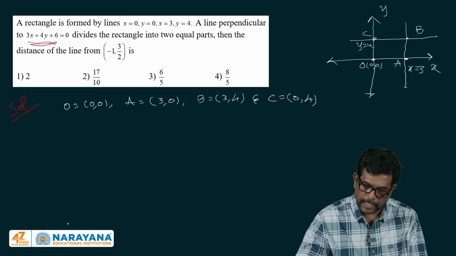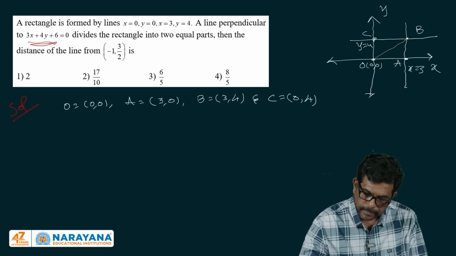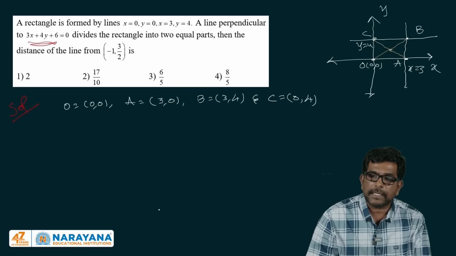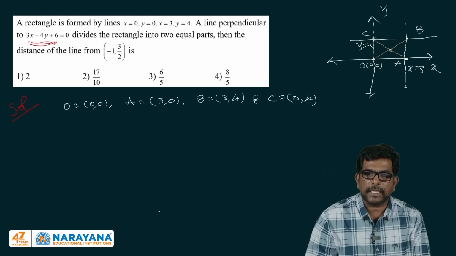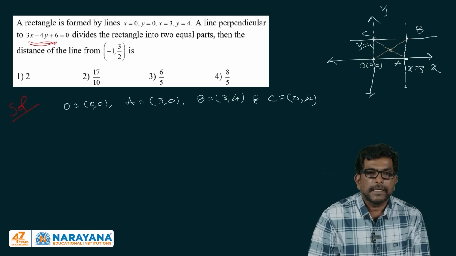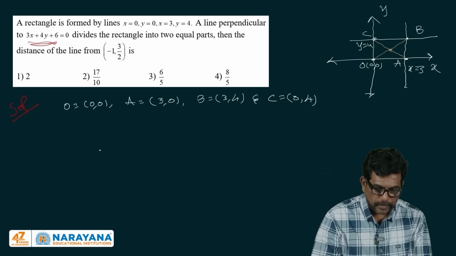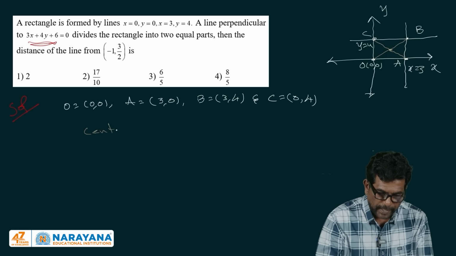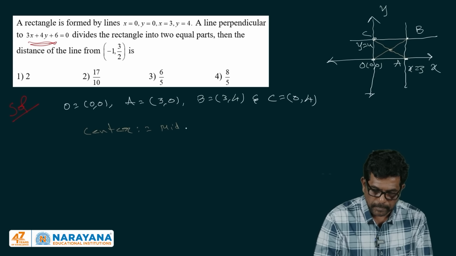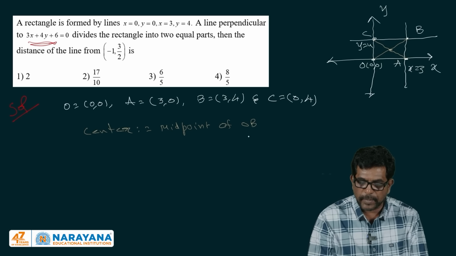By joining the diagonals, they are intersecting. That point of intersection is called the center. Now to find the center of the rectangle, we are using either the points origin and B or the points A and C. So the midpoint of any diagonal is the center of the rectangle. So the center of the rectangle we are going to find first. Center is equal to the midpoint of OB, or the midpoint of AC.